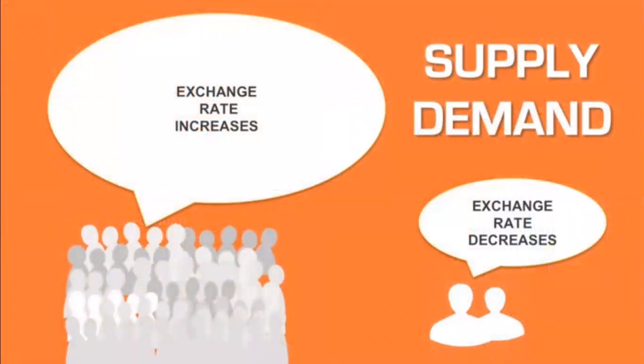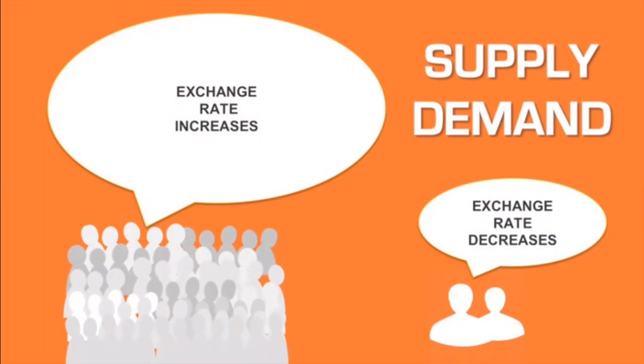So to jog your memory about supply and demand: supply and demand is basically when you have a high demand in something, you can command a higher rate. When you have a low demand in something, then you can only command so much of a rate. So this goes back to the exchange rates.